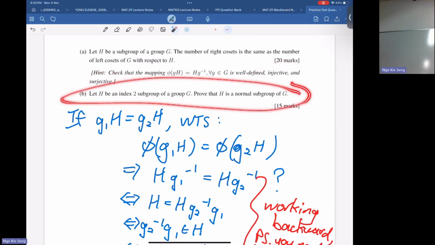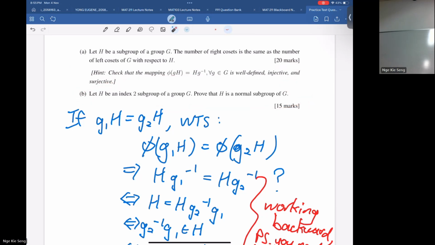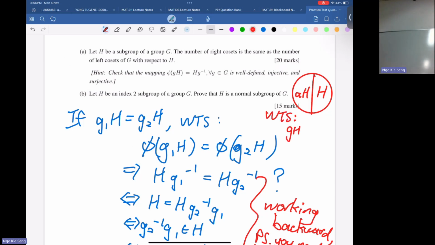B. Okay, suppose you are given this B, do you know what to do? Do you have any idea? If you have no idea, in my class you need to draw. How to draw? A group of index 2, can you draw it? So one is H, one is AH. H and H. How to show H is a normal subgroup? You want to show that GHG inverse, the equivalent definition, is what? Equals to H. Not just a subset, you can actually show it is equal. I did it in the lecture notes already.